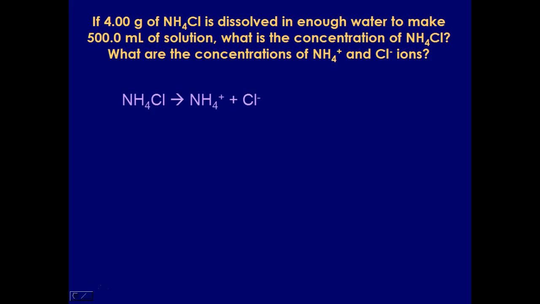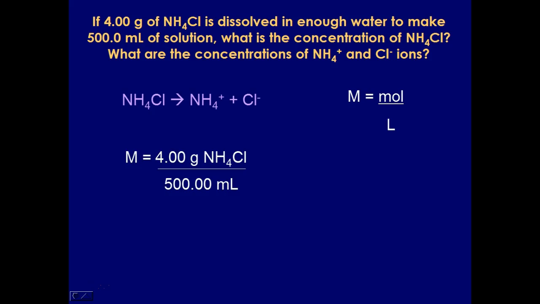To find the molarity of that solution, which is what we use to determine its concentration, we would divide the moles of the solute by the liters of the solution. We have an amount in grams, and we have an amount in milliliters. We can use the grams to help us get moles, and we can use the milliliters to help us get liters. So if we go with that molarity equation in mind, we would take the 4 grams of NH4Cl and divide it by 500.0 milliliters. I had an extra 0 in there, sorry.